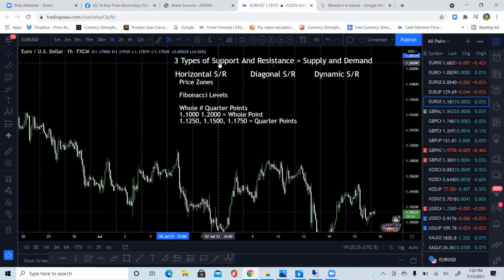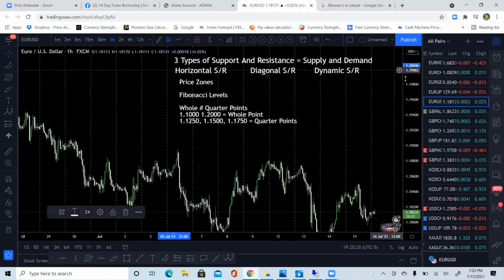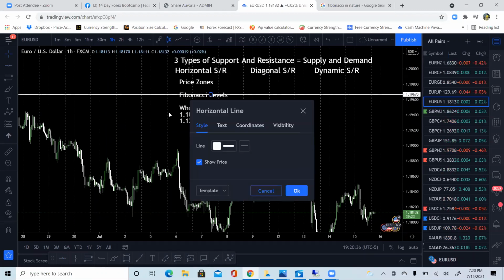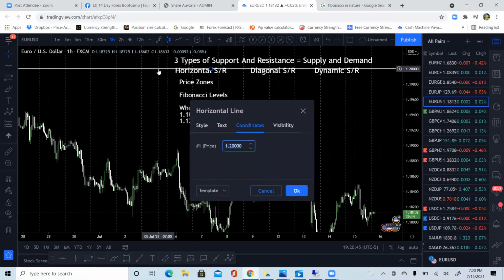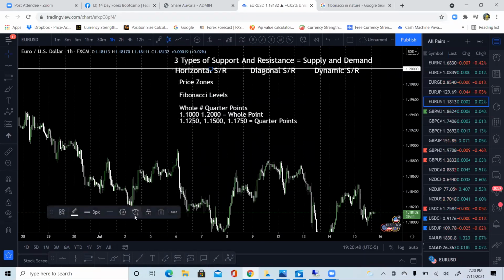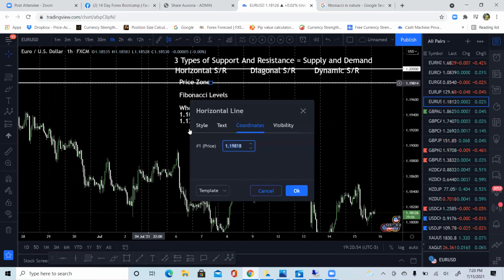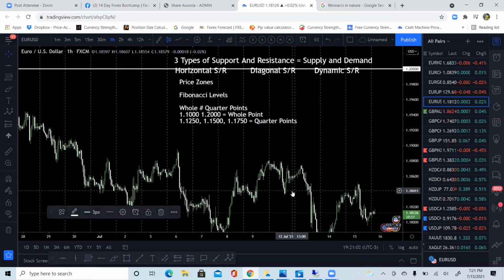All right, so let's go here. I see 1.2000. So I'm gonna take a line here and then just change it to 1.2000. And then I'm gonna copy this line. And then I'm gonna take that and put it at the next quarter point down. So 1.1750.